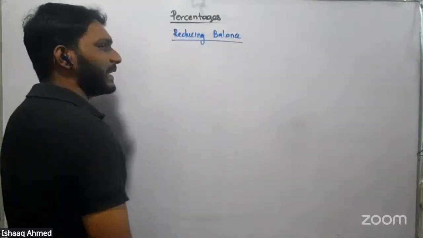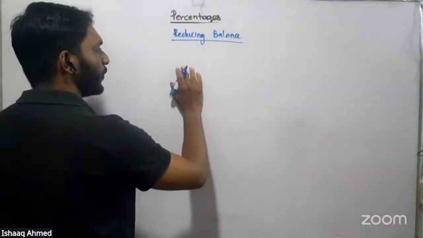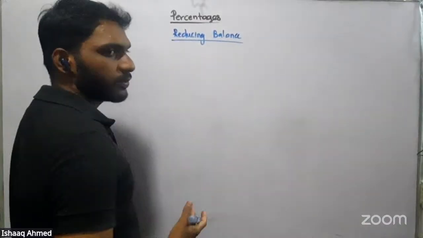Reducing balance is very easy. There is literally a formula, a set of things that you should do. After that, if you ever get a reducing balance question, you literally just do all of that and then find the final answer. That's all.